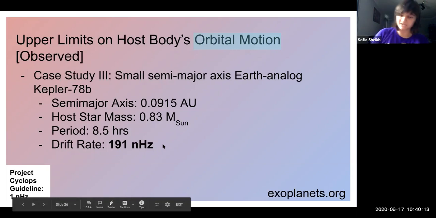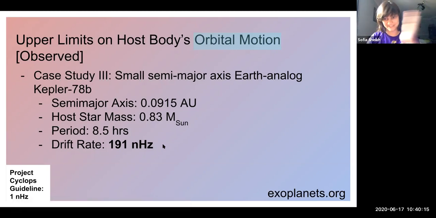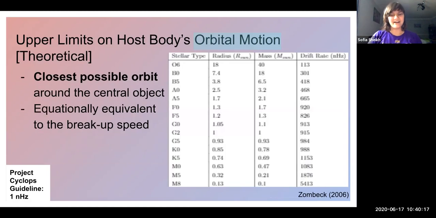So again, let's move from observed to theoretical and see if we can push this even more. The largest accelerations that you can get from an orbiting exoplanet system are when you're as close as possible to your host star.